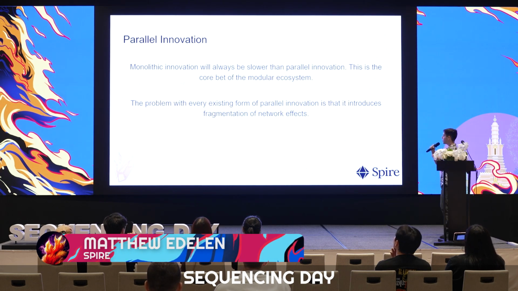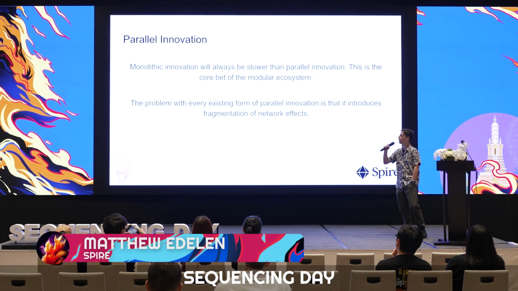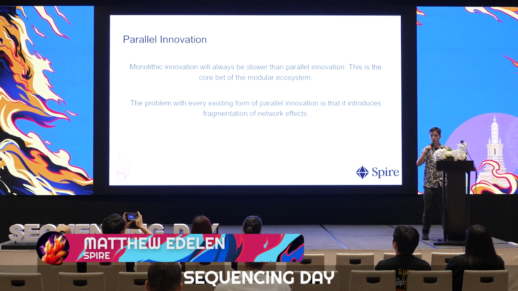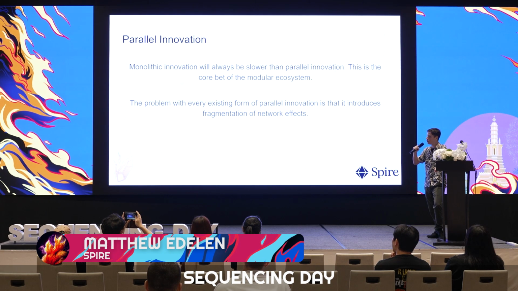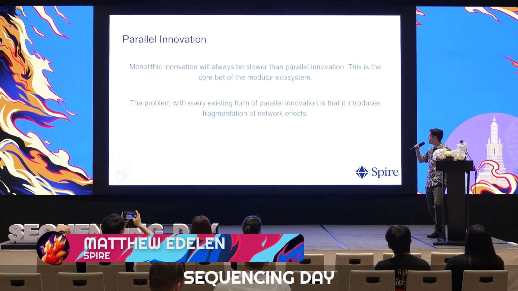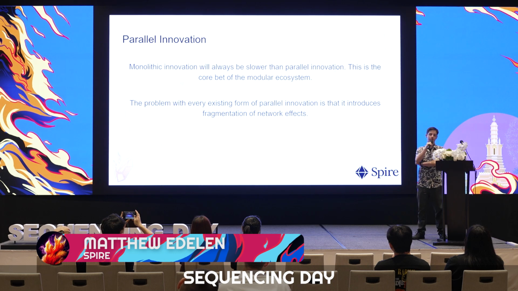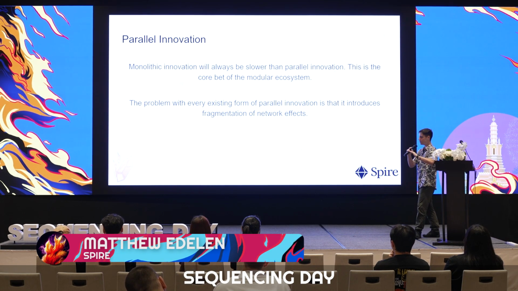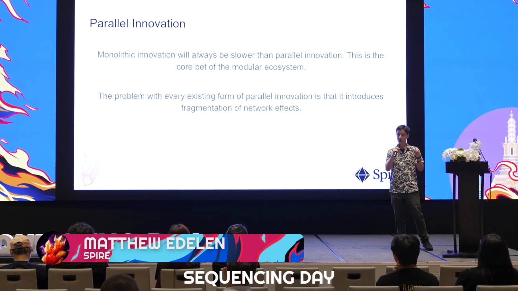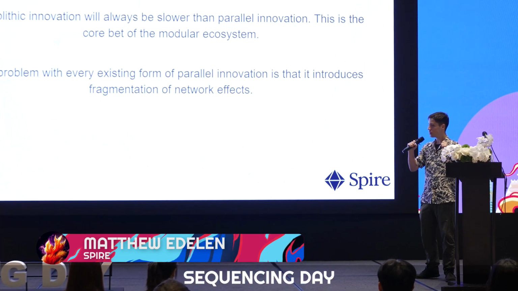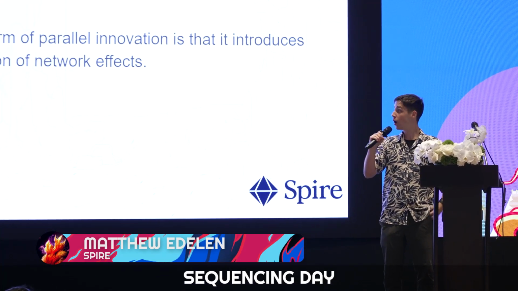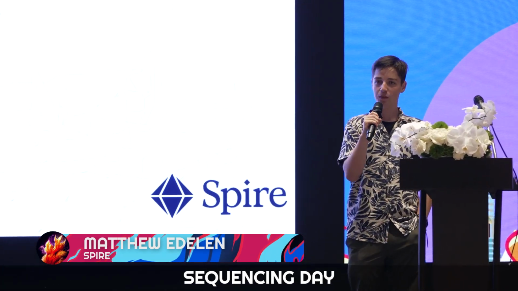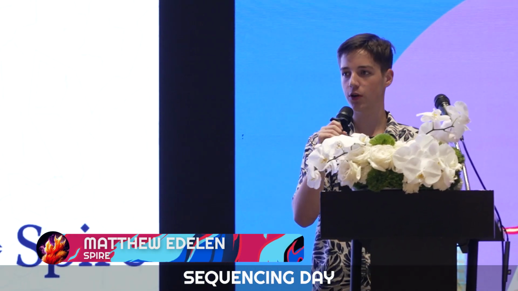So what does all that mean? I talked about network effects. Ethereum layer 1 has a lot of network effects. How can we take this to the next level? One thing I firmly believe is that monolithic innovation will always be slower than parallel innovation. This is the core bet of the modular ecosystem. So parallel innovation is multiple teams, multiple people, and distinct entities from an economic and financial standpoint that have their own goals, unassociated goals. I believe this type of innovation will lead to advancements further, right? This is like the basic parallelization problem. You can do more if you distribute.